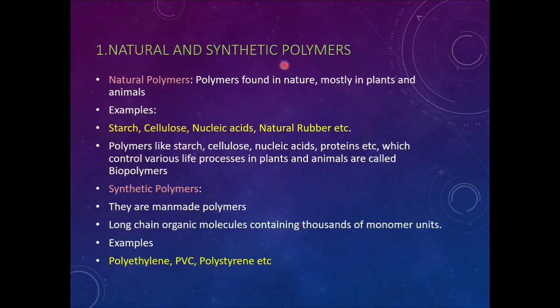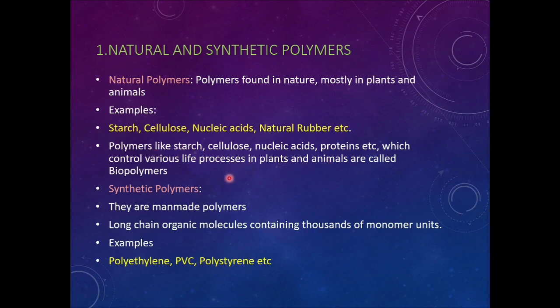Now the first one, natural and synthetic polymers. On the basis of origin we can classify polymers into natural and synthetic polymers. Those polymers found in nature, mostly in plants and animals, are called natural polymers. Examples are starch, cellulose, nucleic acids, natural rubber, etc. These polymers like starch, cellulose, nucleic acid, protein, etc. control various life processes in plants and animals. So these polymers are also called biopolymers.